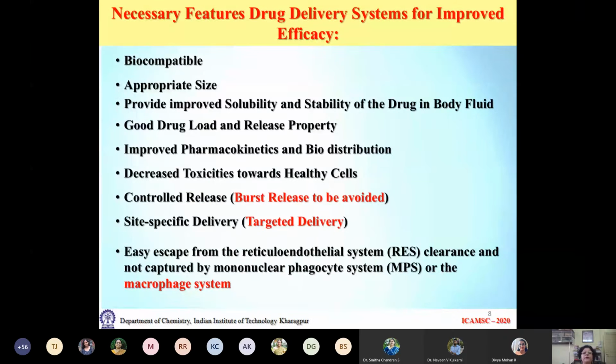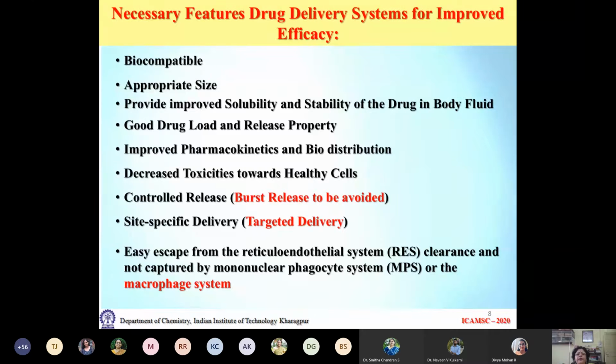So what are the things which we have talked about? We have talked about the biocompatibility, the size. Some drugs which we have for cancer therapy have very poor solubility because they are hydrophobic in nature, and when you have them in the body fluid, they have to be hydrophilic. So you have to make this drug so that it becomes soluble in the body fluid, and it should be in a stable condition so that the therapeutic concentration in the blood plasma is maintained constant.